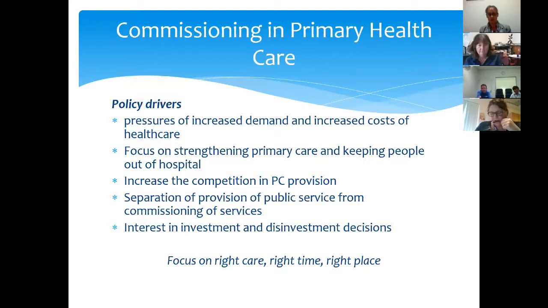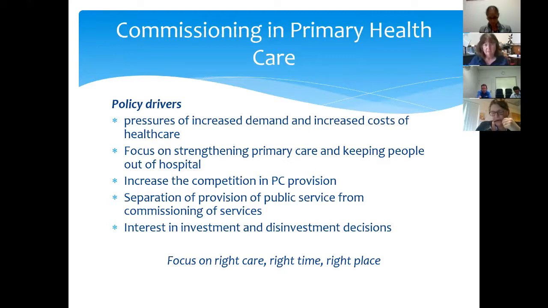Increase the competition in primary care provision, so having a more market-based focus with a view of increasing efficiency and quality of services. A separation of provision of public service from commissioning of services. And there's an interest in investment and disinvestment decisions and cost effectiveness and value for money.